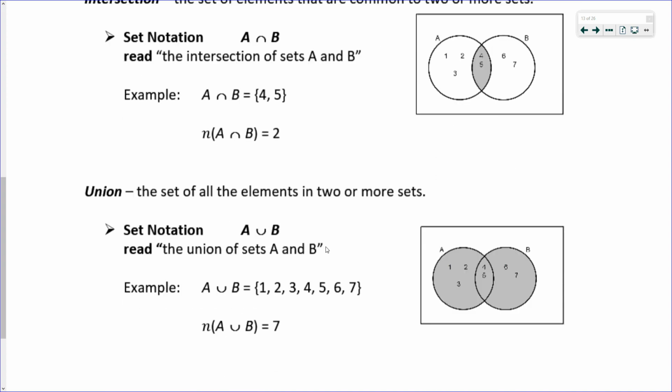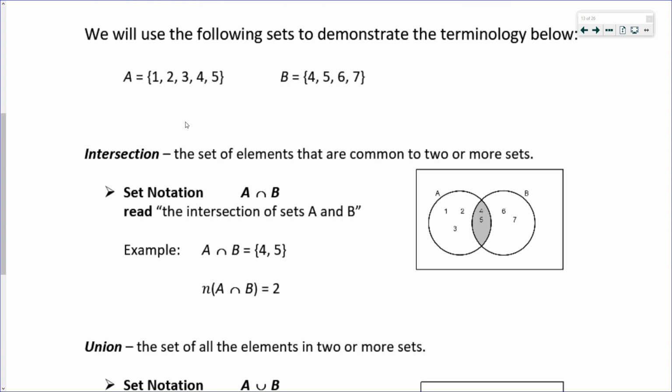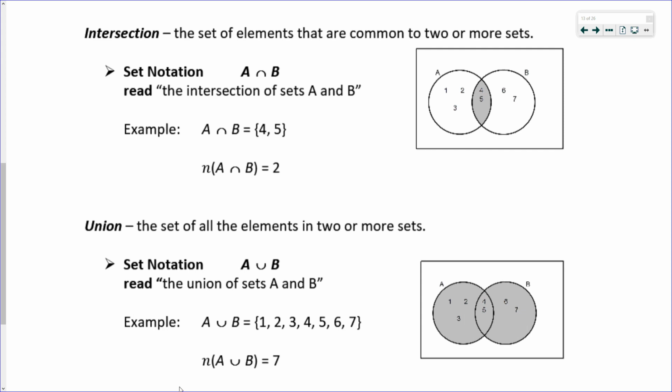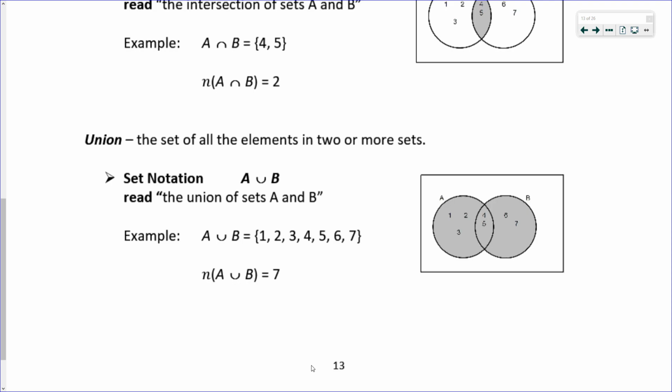If I'm talking about a union, that's the proper facing U, and this is the union of sets A and B. These are the ones that are found in A, but also in B. I'm including everything that's in A and everything that's included in B, but I only include it once. I'm going to write them from least to greatest: 1, 2, 3, 4, 5, 6, and 7. If I want the number of A union B, then there are 7 things altogether.